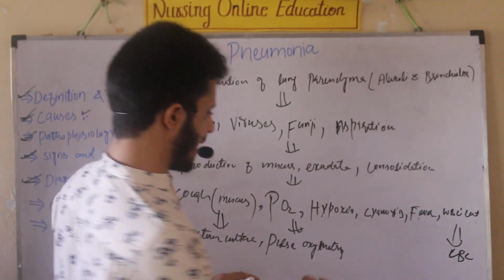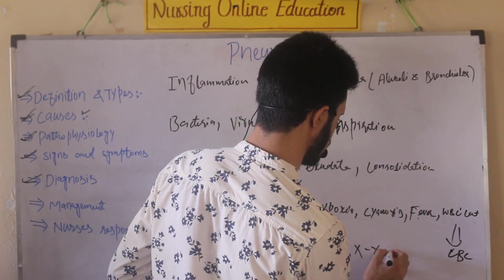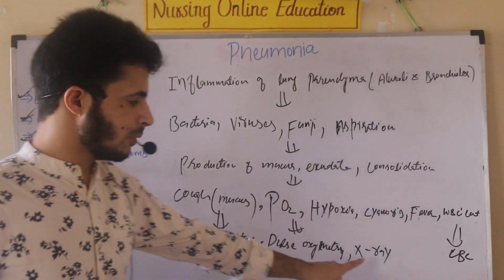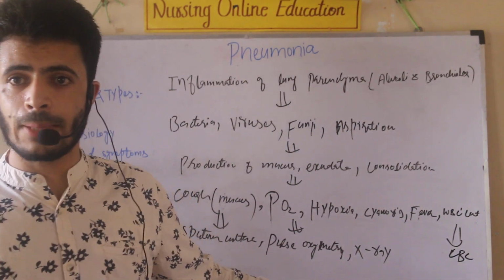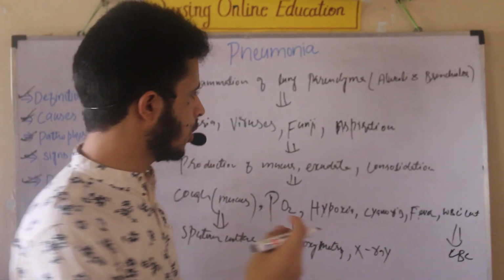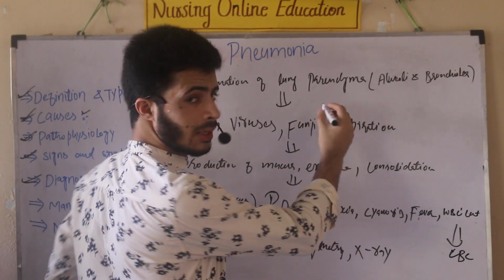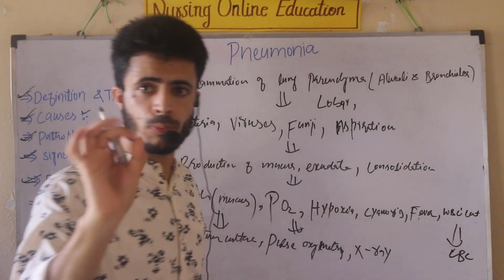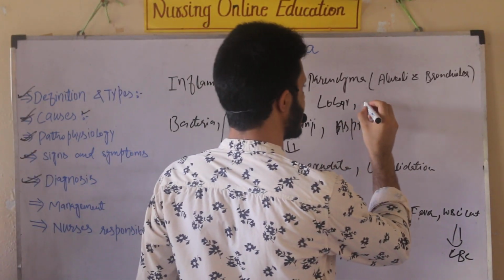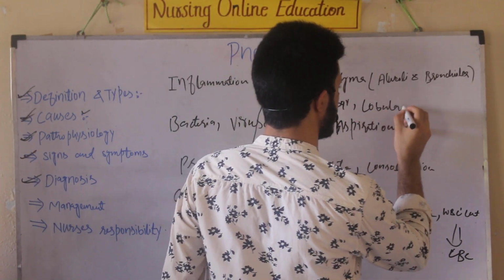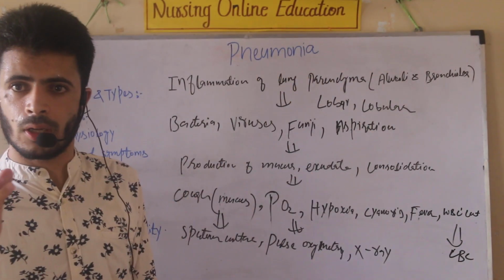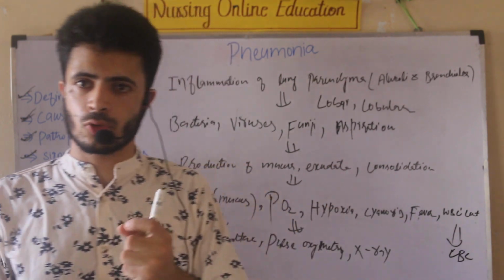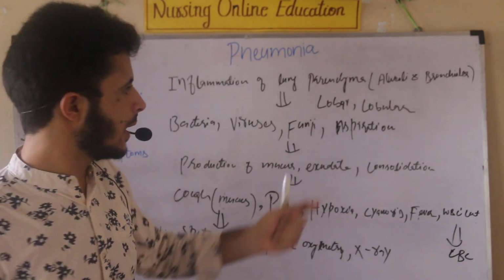And also we can do X-ray. In X-ray we will see the patches in the lungs. It will show us the type of pneumonia also. Whether the pneumonia is lobar, that means a lobe is affected. Or lobular, that means small lobes, small lobules will be affected in the lungs.